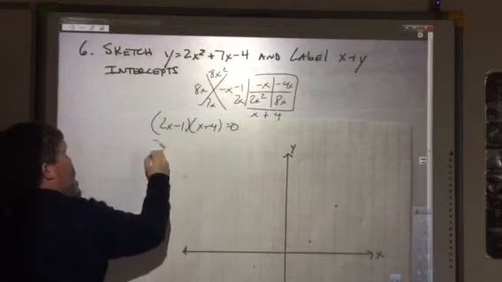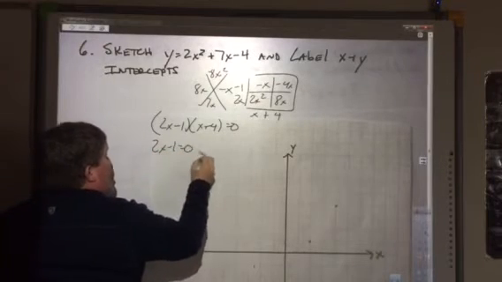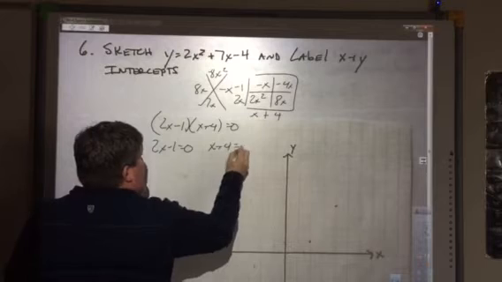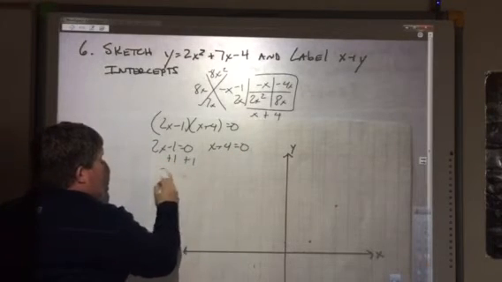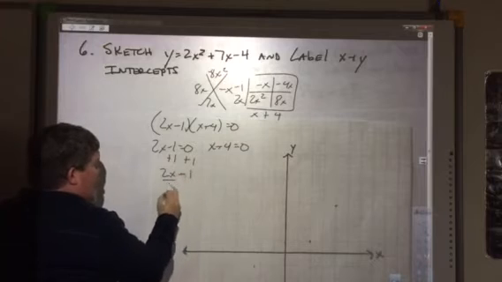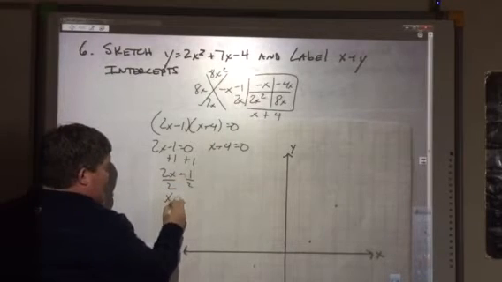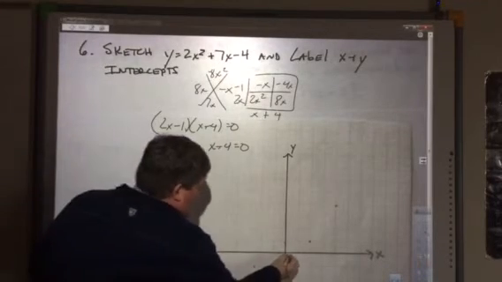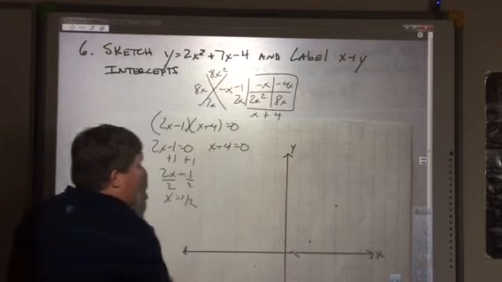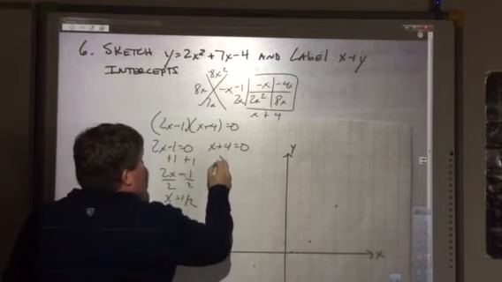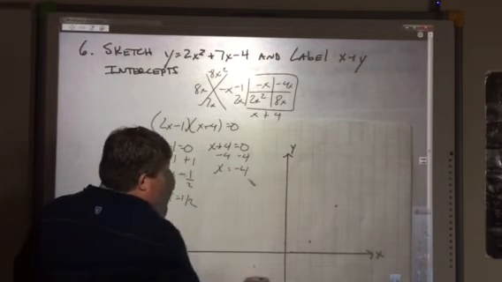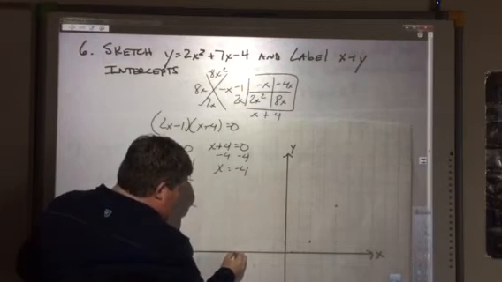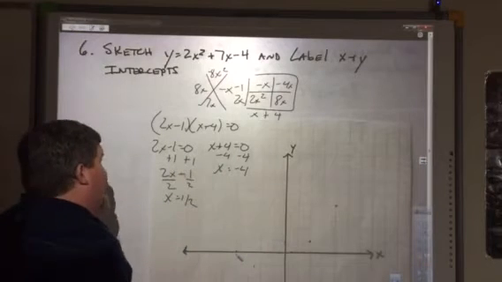Okay, so 2x minus 1 is equal to 0. X plus 4 is equal to 0. So we add 1 to both sides. 2x is equal to 1. Divide by 2. X is equal to 1/2. So that's one of our x values. X plus 4, so we subtract 4 from both sides. X is equal to negative 4. That's our other one.